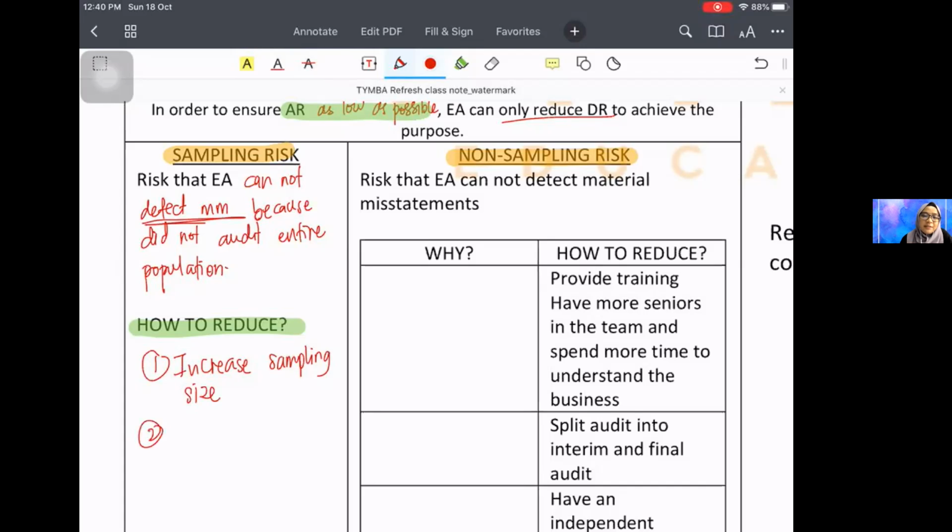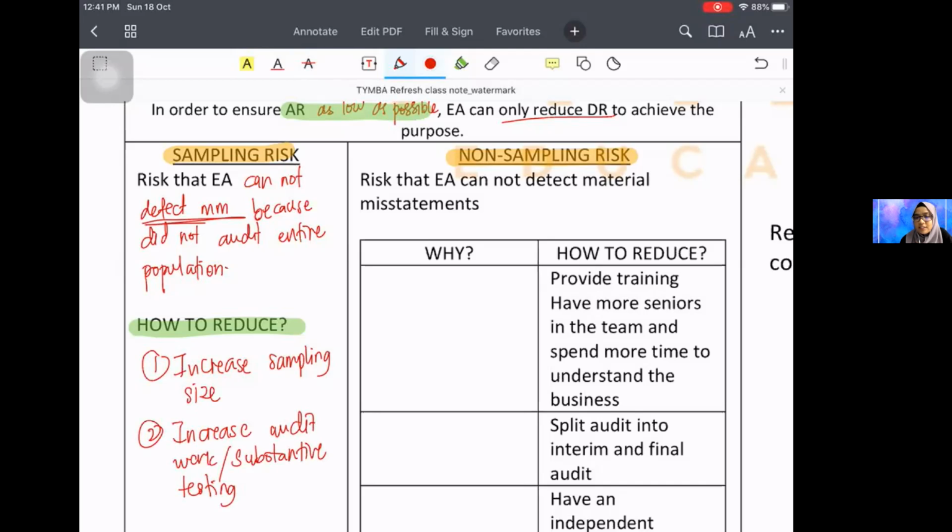Apart from increase sampling size, you can also increase audit work, or your substantive testing. Do more work to identify more material misstatement, because that is our ultimate purpose as an auditor.